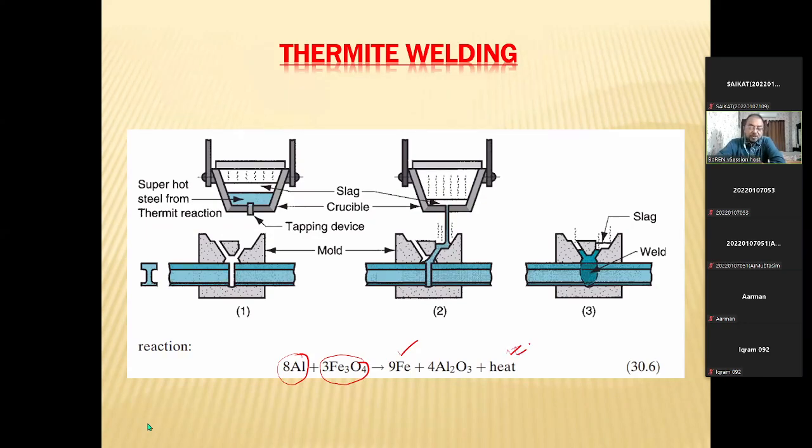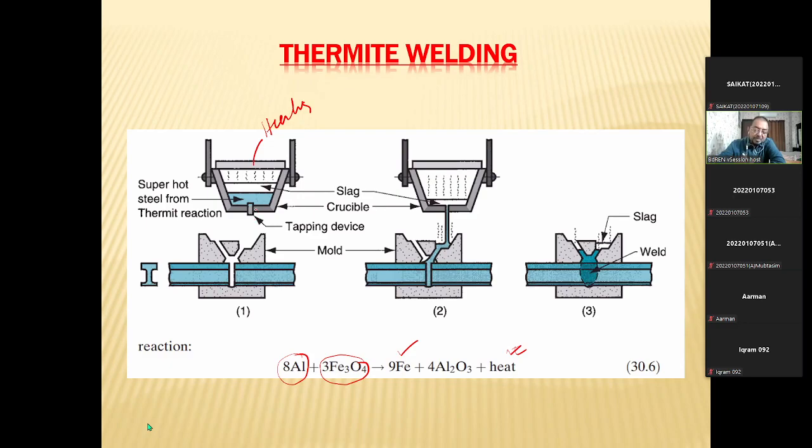So what we shall do? See, remember, in a crucible, we shall put aluminum and ferric oxide, and we shall heat it by using a heater. By using the heater, if we heat it, what will happen? This reaction will happen. Iron is heavier. So molten iron will be at the bottom, and slag will be on the upper side.